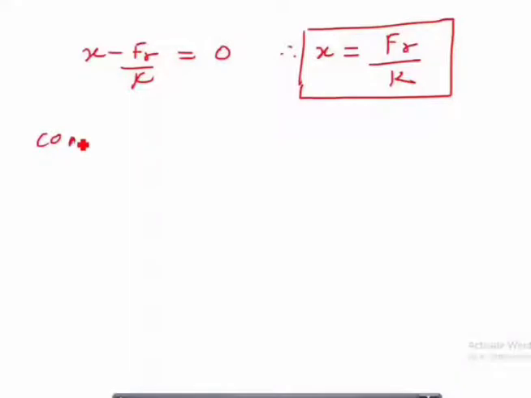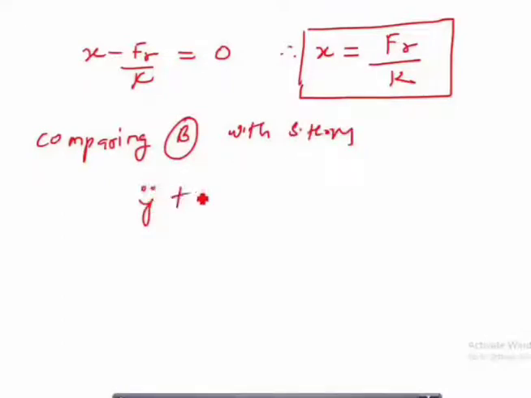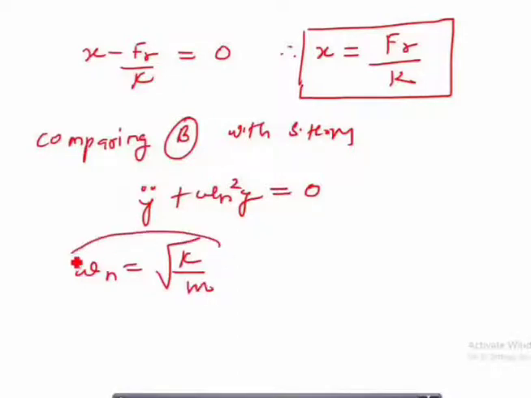Now comparing this equation B with the standard simple harmonic motion, that is y double dot plus omega n square y is equal to 0, you will again get the same answer, that is omega n is equal to square root of k upon m. Okay, now let us understand the significance.